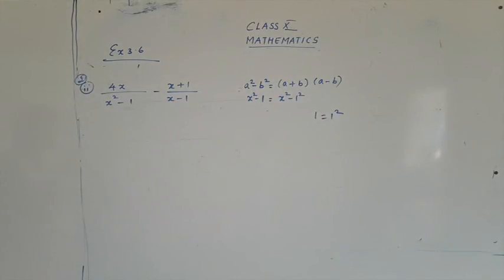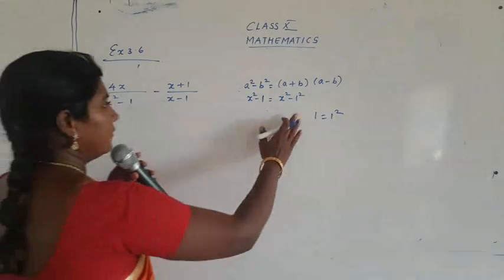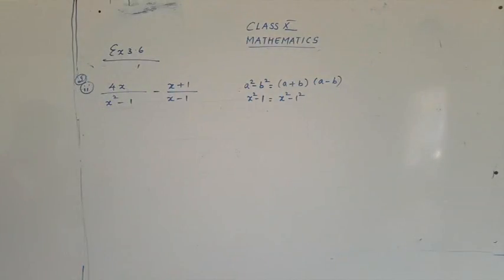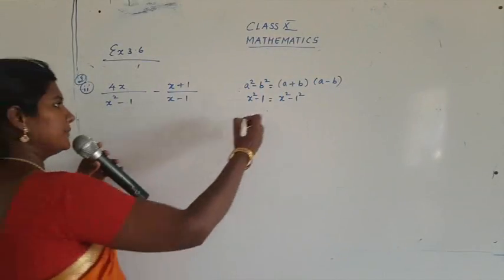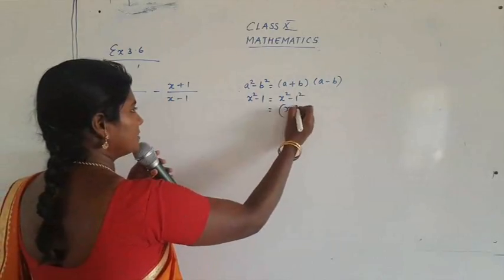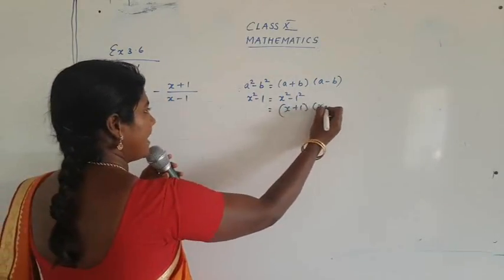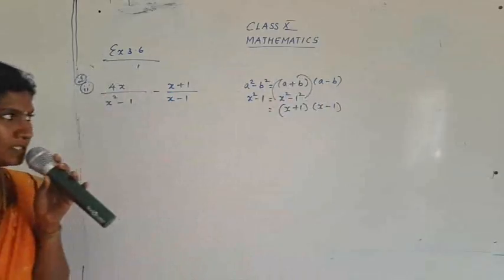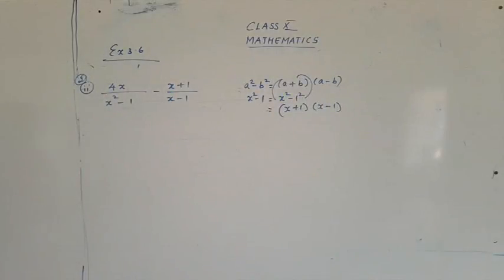1 can be changed as 1 square. So what you get here? So now x square minus 1 square. So now you are going to apply the identity. So what you get here? This becomes x plus 1, x minus 1. A is x, b is 1. So x plus 1, x minus 1. Okay. So now let's write the identity, whatever we have got.